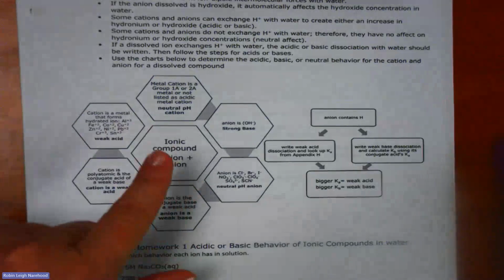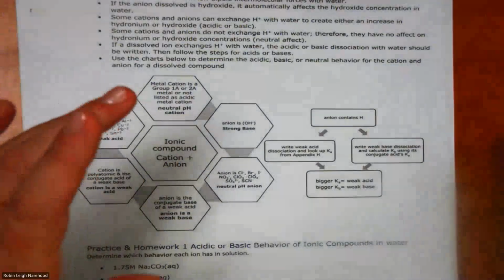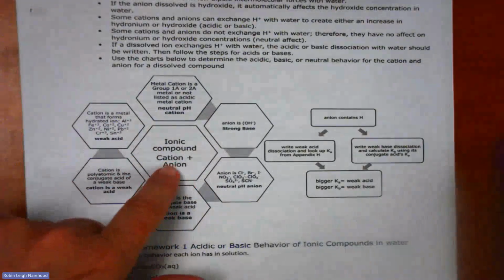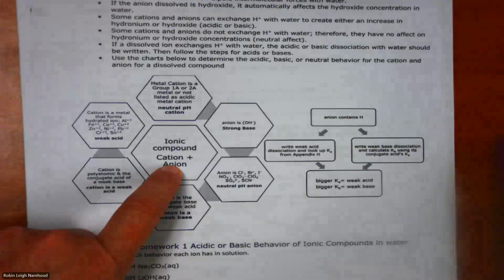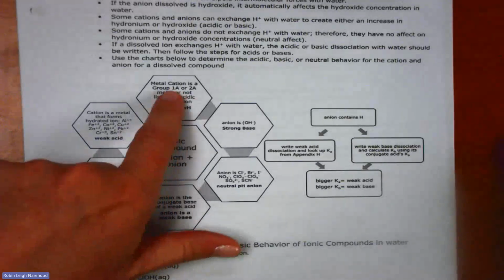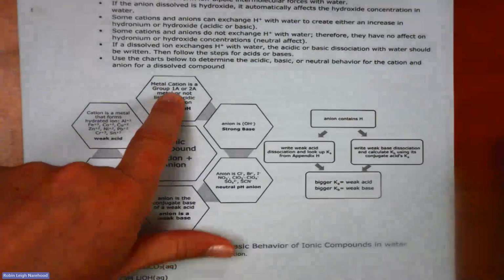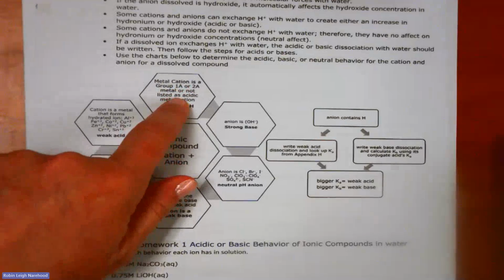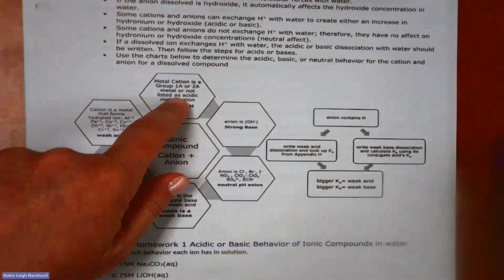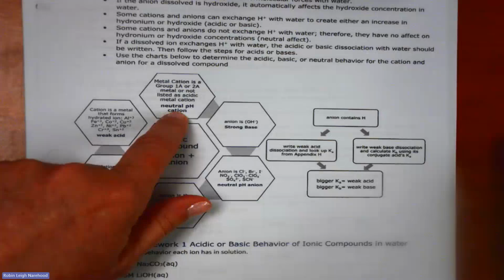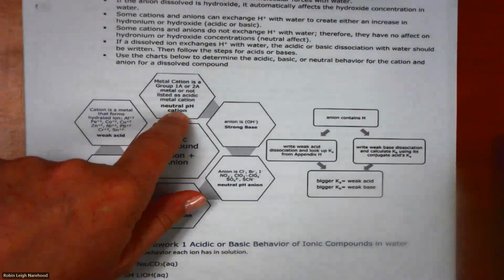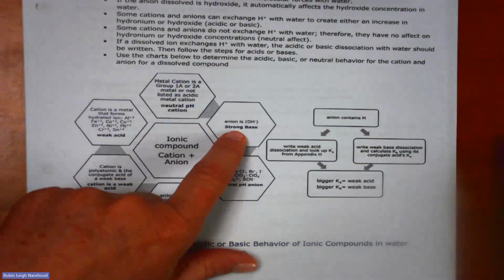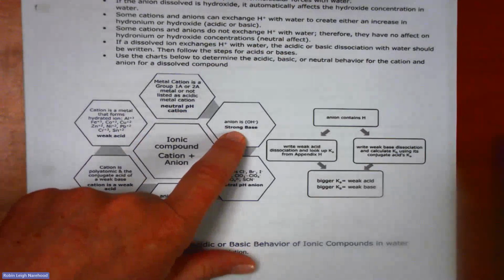So let's say it was sodium hydroxide. You would have a cation and anion, sodium and hydroxide. So you would look here, sodium is a group 1A metal. And so this is the acid-base behavior of sodium. It is a neutral cation. It has no effect at all on the pH, just that positive. But your negative is hydroxide. That's a base. So it is going to affect the pH.